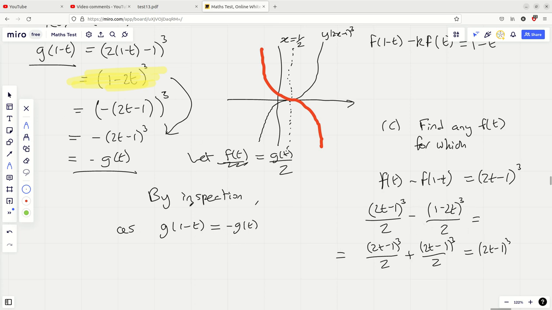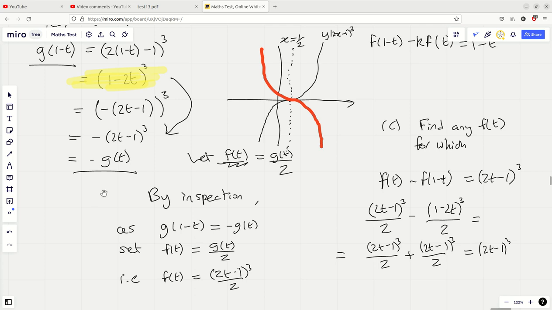In terms of what I'd actually write down to try and get the marks, I'd say by inspection, as g of (1 minus t) equals minus g of t, what we can do is set f of t equal to g of t over 2, i.e. f of t equals (2t minus 1) all cubed over 2. And then I'm just going to show that the result is genuinely true.